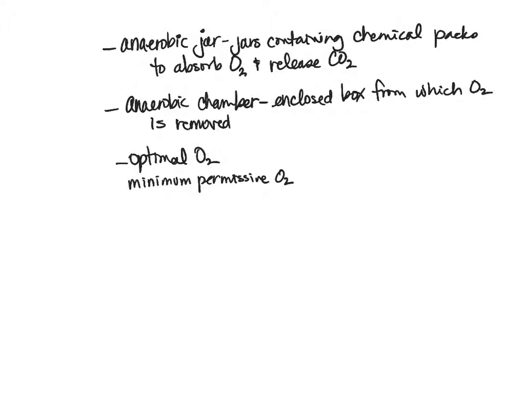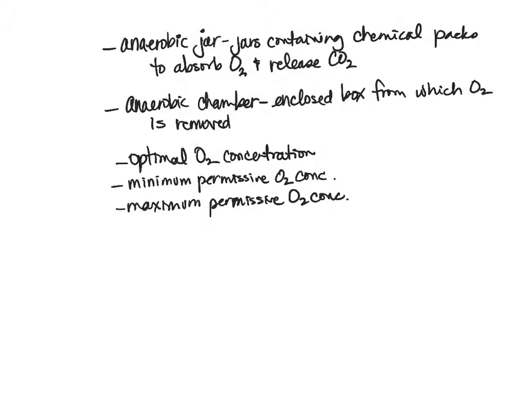So our optimal oxygen concentration, and minimum permissive oxygen concentration. And that, again, is the minimal amount of oxygen that allows growth. Then we also have maximum permissive oxygen concentration. And of course, this is the highest amount of oxygen that an organism can tolerate. So when we are talking about what works for an organism, between this minimum and this maximum, this is the oxygen range in which a microbe will survive.